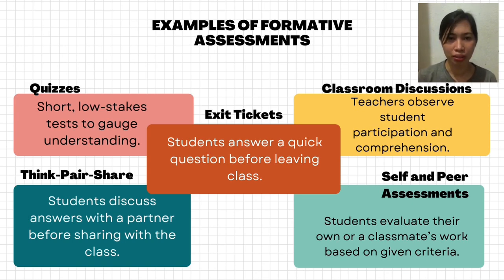For self and peer assessments, students check their own work or a classmate's work based on specific guidelines. This method helps them reflect on their learning and to improve. Example, students may swap papers with a partner or ilang seatmate lang gihapon, then they can give feedback and suggest ways to improve each other's work. These methods help both teachers and students track progress and make learning more interactive and effective.